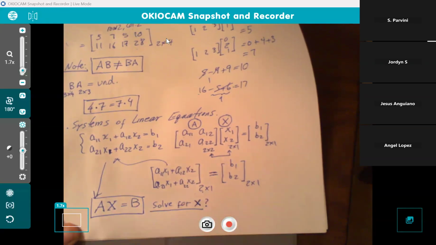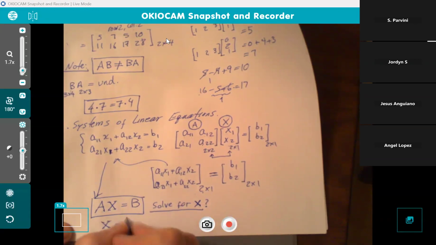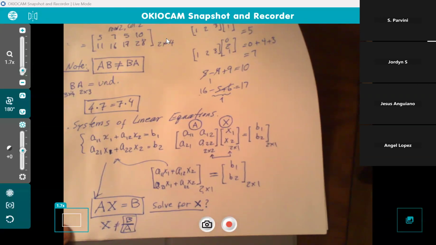That's something we don't know yet, because these are all matrices, right? Remember, matrix division is undefined. So I cannot say X is B over A. Remember, these are matrices. Matrix division is undefined. So the question is, how do I solve for X, the matrix of variables? And we'll answer that later on.